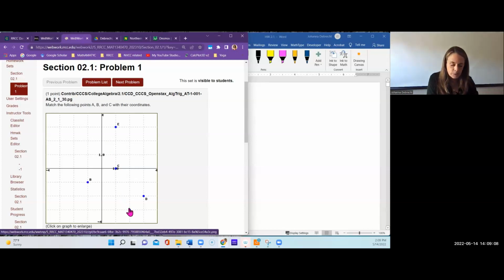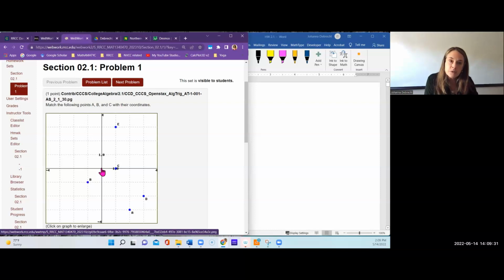So let's start with point A, which is right down here. We start at the origin, which is where the two lines cross. The lines are called axis lines. We have the x-axis, which is horizontal, and the y-axis, which is vertical. The point in the center is called the origin, and it has coordinates 0, 0.